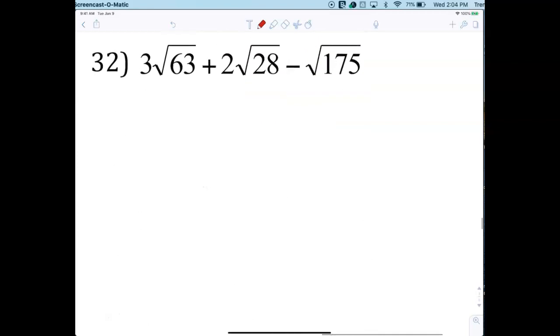Now I got to break all these. Which one's easy? 28. I like 28, right? We've already done that 100 times. You should be able to automatically change this. 16. So 4. So final answer, 4 radical 7. Now I should probably look for 7s in the others. 9 times 7. So this over here is going to become 9 radical 7. What about 175?